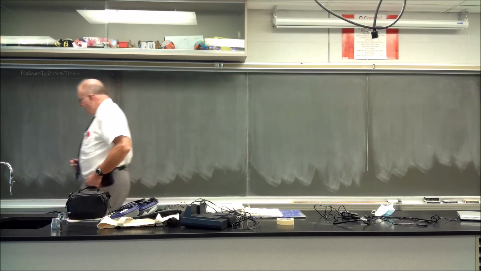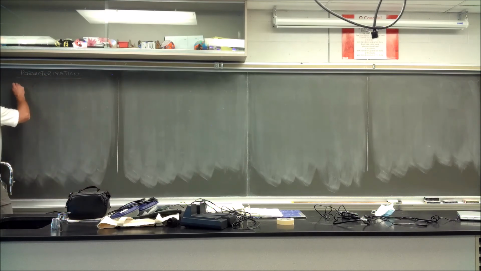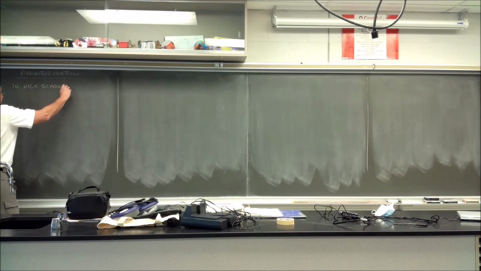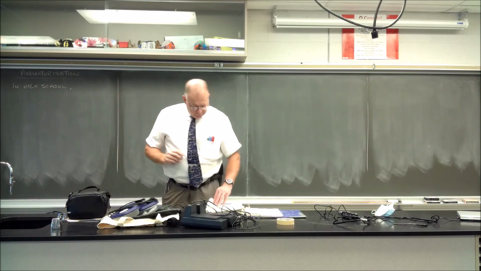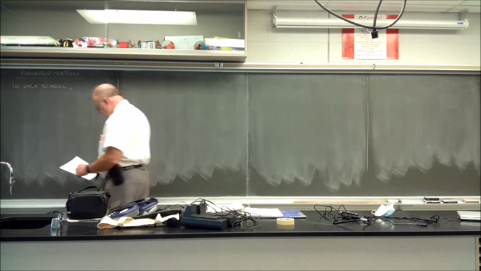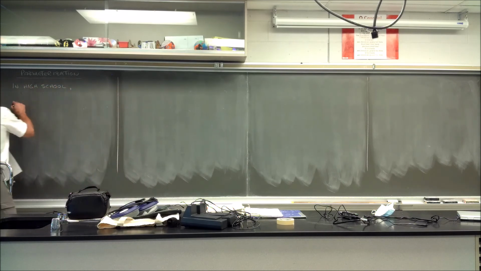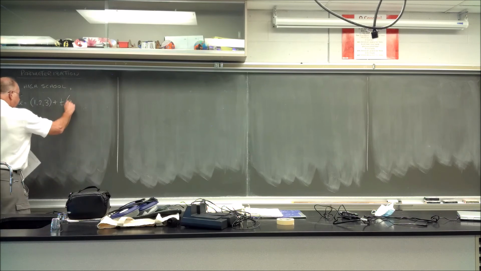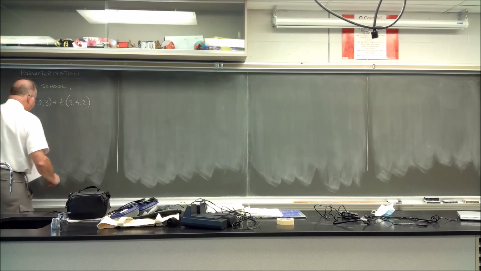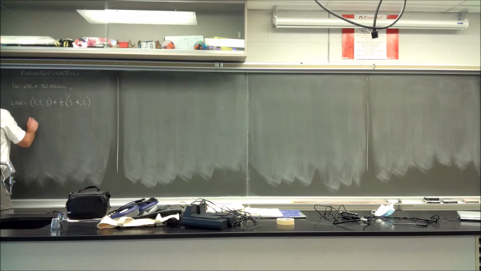So let's look first at what we do in high school in the non-AP world. You might have a line that would look like this, and might describe it this way: vector 1, 2, 3 plus some parameter times 3, 4, 2. And so this is in effect a y equals mx plus b version in R3.